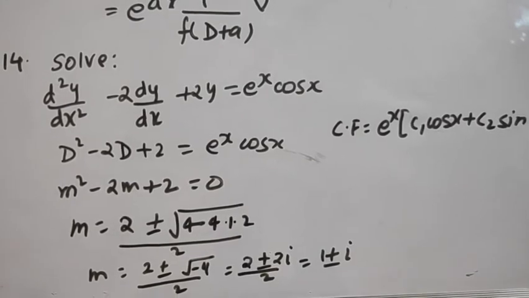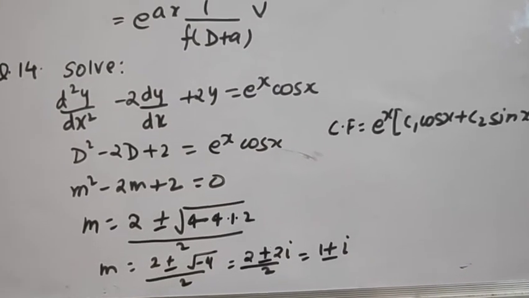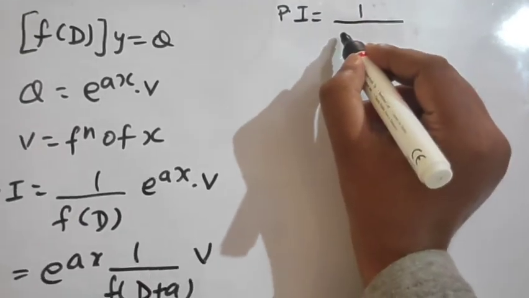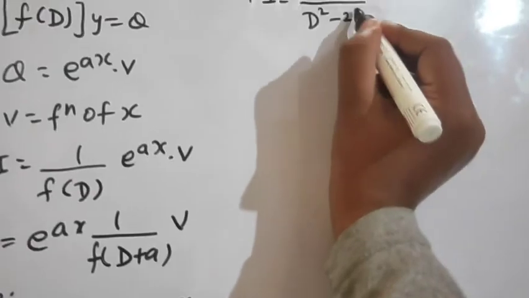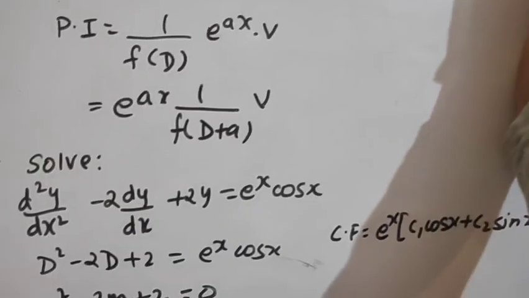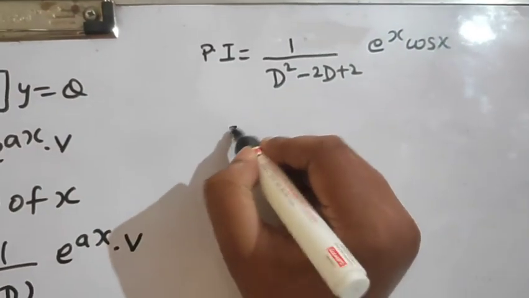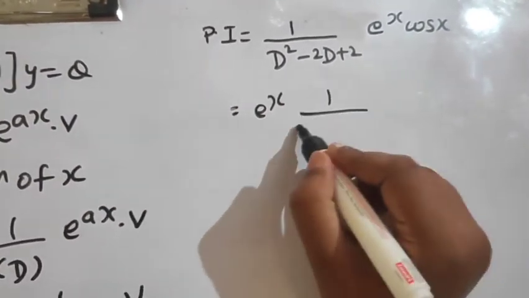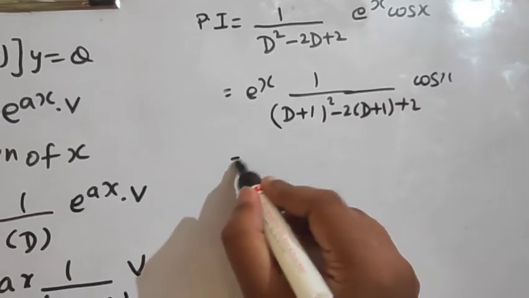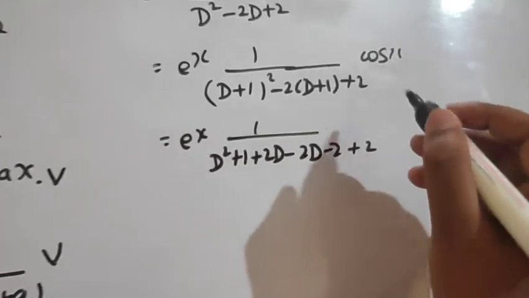Now e power x cos x is our q in this particular question. So let's see how to proceed with that. So I am telling the particular integral portion. So 1 upon f of d, which is here d square minus 2d plus 2, operating on e power x cos x. So here we have 1, so we will replace d by d plus 1. And put this e power x out. D plus 1 whole square minus 2 times d plus 1 plus 2 operating on cos x. So e power x, this is d square plus 1 plus 2d minus 2d minus 2 plus 2 operating on cos x.